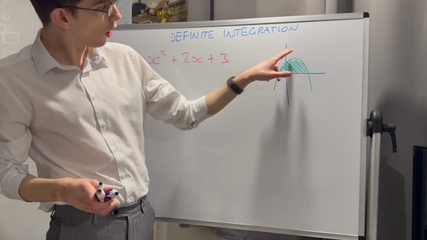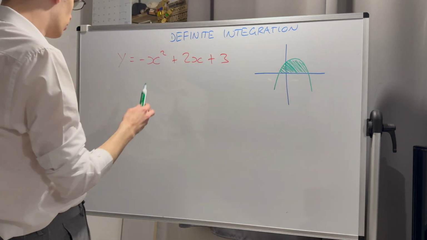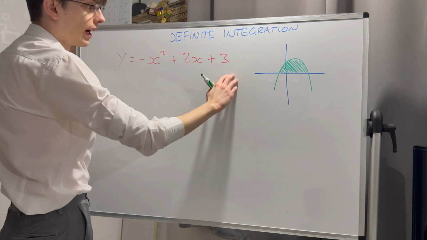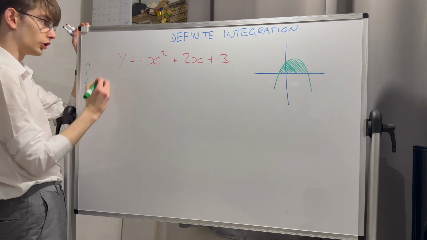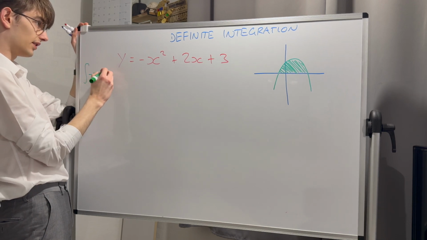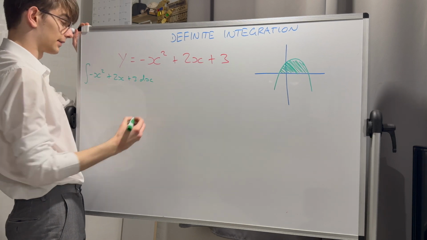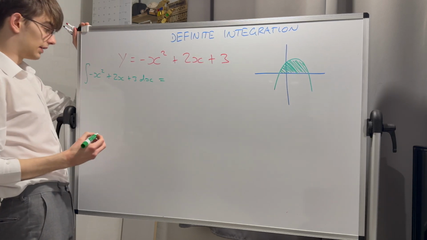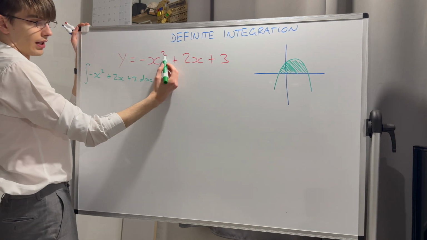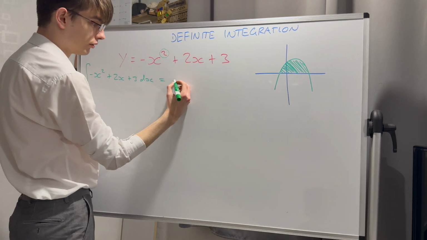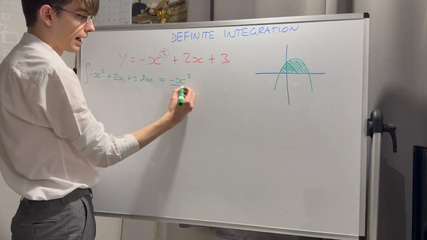So what we're going to do is we're going to start off by integrating this. So I'm going to write it out properly. So it'll be the integral of minus x squared plus 2x plus 3 dx. And that is going to be equal to, well, let's use our power rules. First one, add 1 to the power. So I'll put my minus x, add 1 to the power, divide by the new power.